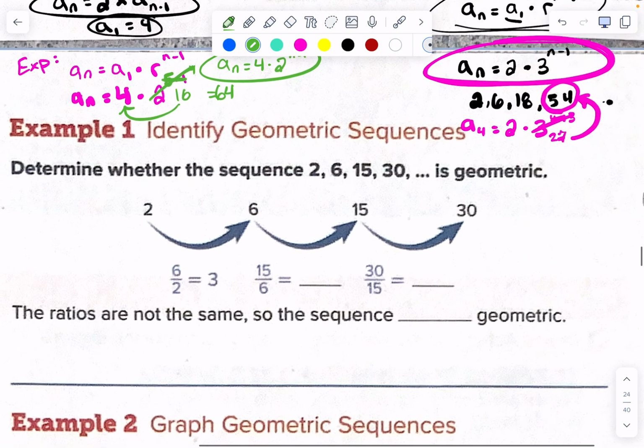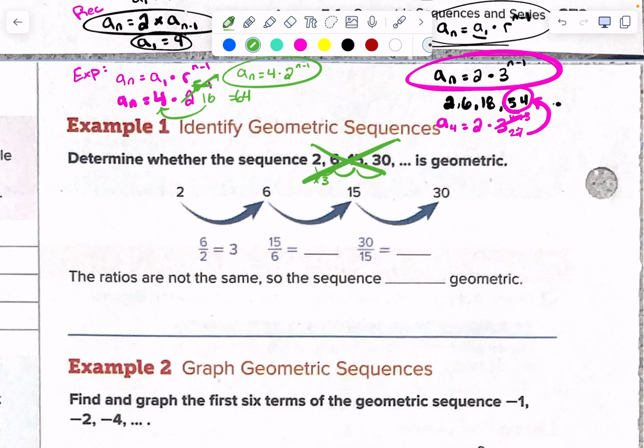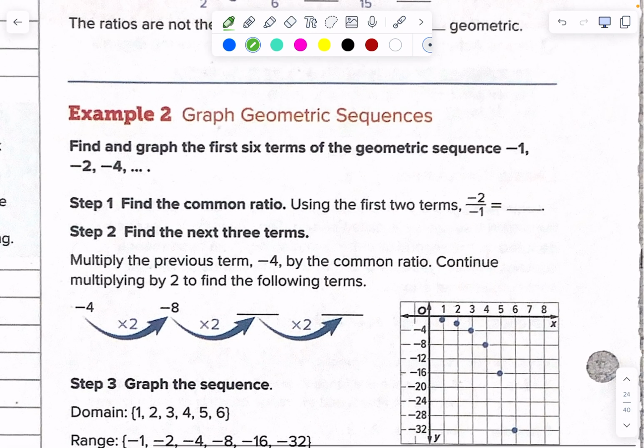All right. Example 1, real quick. Geometric or not? 2, 6, 15. If it's geometric, how do you get from 2 to 6? Times 3. Is 6 times 3 equal to 15? No, so not geometric. Okay, all right, this one.